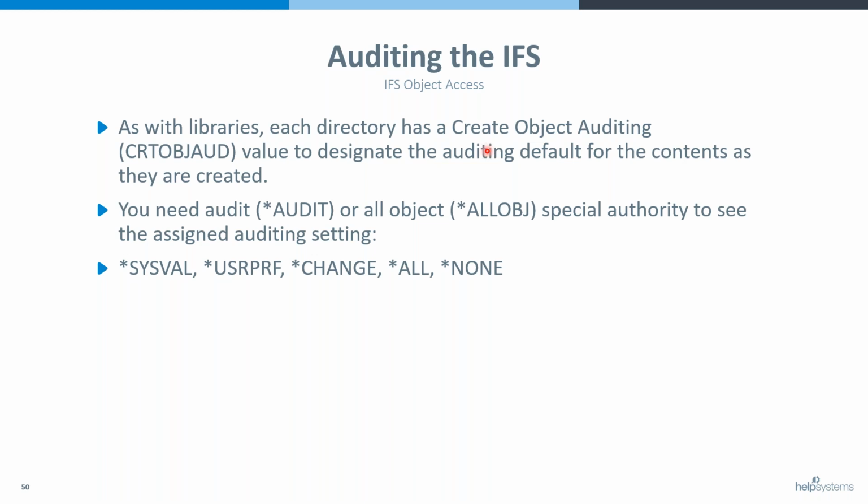You can set it to *SYSVAL, where it will look to the system value itself to see whether or not those new objects in the directory should be audited. *USRPRF will look to the user profile to figure out if it is supposed to audit that activity against that particular object. *CHANGE will only audit if the object is changed. *ALL will actually audit all activity, and of course *NONE does nothing. So thinking about the folder structure, you have to keep in mind you can't just change the auditing on the object itself. You have to do the folder too.